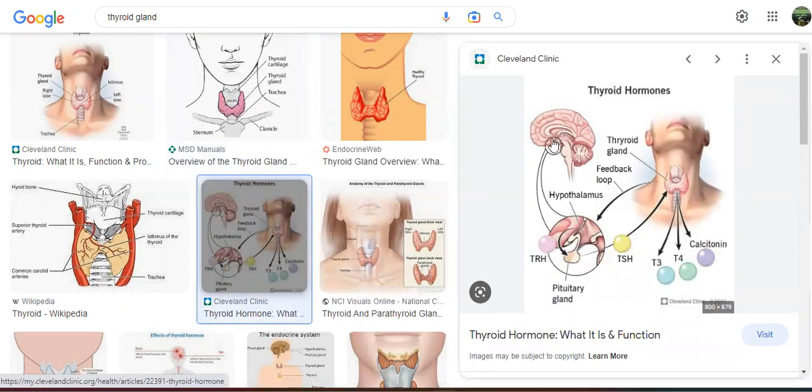Okay. So the pituitary gland will release thyroid stimulating hormone. Then only the thyroid gland releases T3, T4, calcitonin. Okay. Let's talk about it in detail.